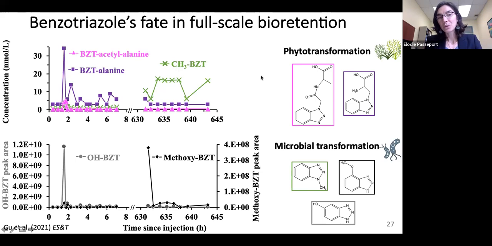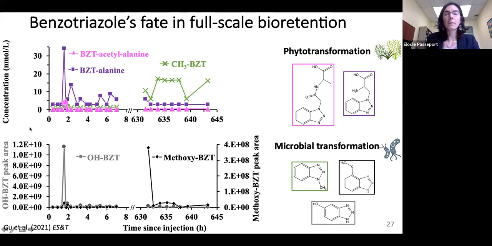But what was the most exciting was to find that we had significant and fast phytotransformation of benzotriazole through this amino acid conjugation pathway. There is another phytotransformation pathway through glycosylation. We had standards for this, but we didn't find any, suggesting that this, at least at our site, was the dominant pathway. At the beginning, we were very suspicious of these results because I wasn't expecting to see such a fast reaction, but it's actually consistent with the literature.